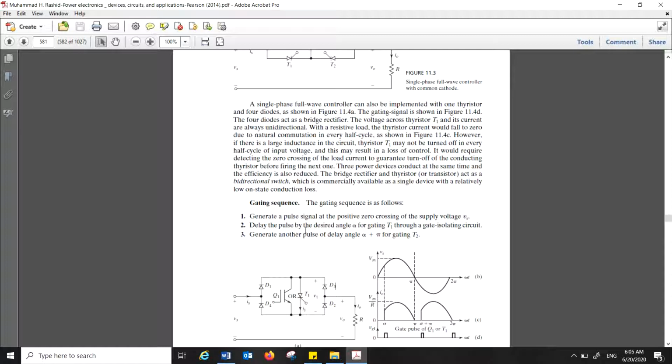Delay the pulse by a desired angle before passing it through the gate isolation circuitry. Yes, there are certain mechanisms or very small circuit parts which can be introduced in the circuit to delay your pulse, and you need another pulse which is displaced by pi from the initial pulse.